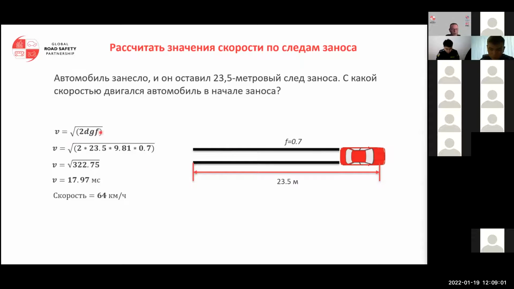So we now have values for all of the symbols in this equation. And what we're going to do is replace the letters or the symbols with the numbers. So now we have 2 times our distance, 23.5, times gravity, 9.81, times our drag factor, 0.7. We do the stuff inside the brackets first.